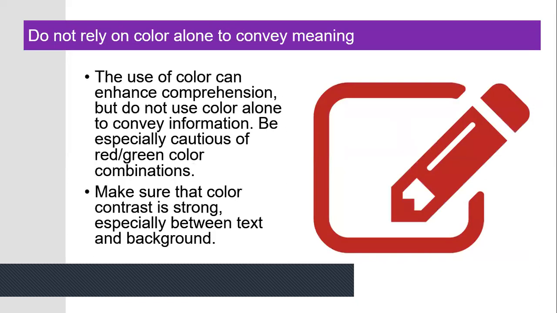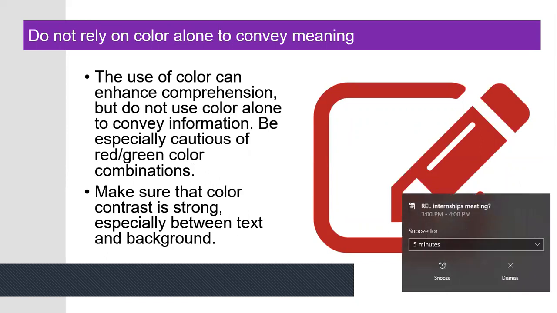The next principle addresses the use of color. When working with color, you need to make sure that color isn't your only method of conveying important information. And this is primarily to ensure your content is accessible to people who have color vision deficiency, sometimes called color blindness. But it's also a principle of universal design for learning.